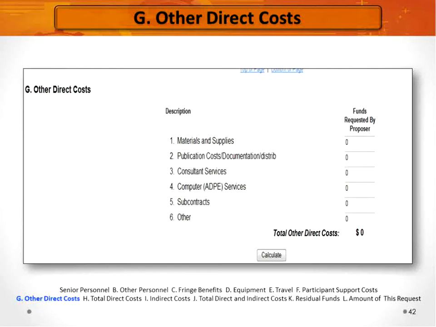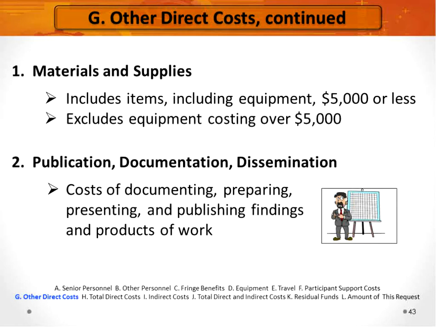Wanted to move to our other direct costs here, which you can see are materials and supplies, publication costs, consultant services, computer services, and subcontracts. And you need to identify and itemize all anticipated direct costs in your budget justification. Moving to materials and supplies, these include items that are project specific and demonstrated as necessary to run the project that cost $5,000 or less.